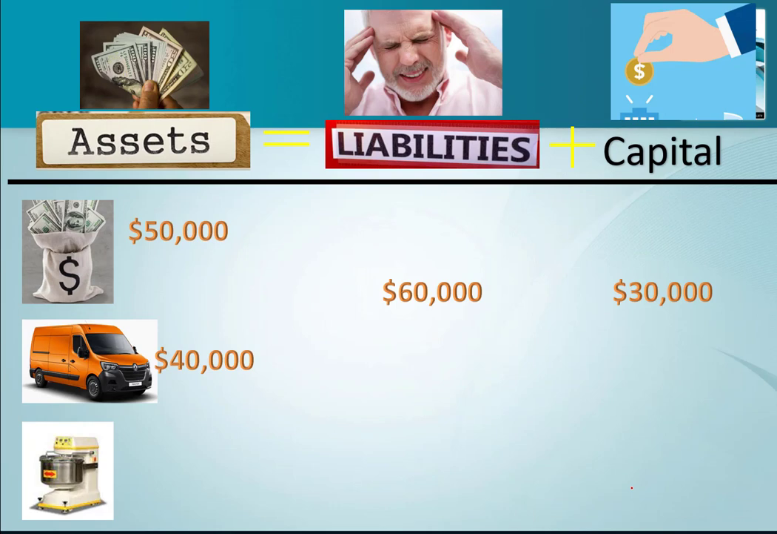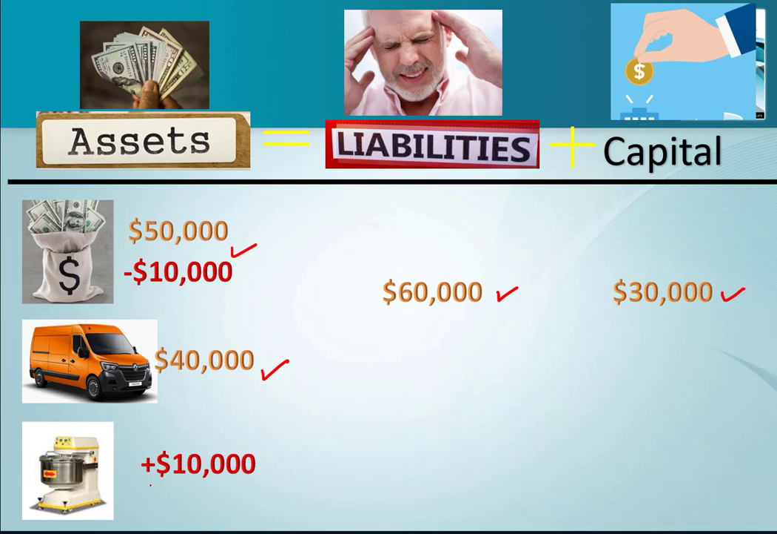Okay. So this is the current situation. We have two types of assets. The total value is 90,000. Our liability is 60,000 and our capital is 30,000. We decided to buy a machine and equipment. Okay, how much does this equipment cost us? This equipment costs us 10,000.